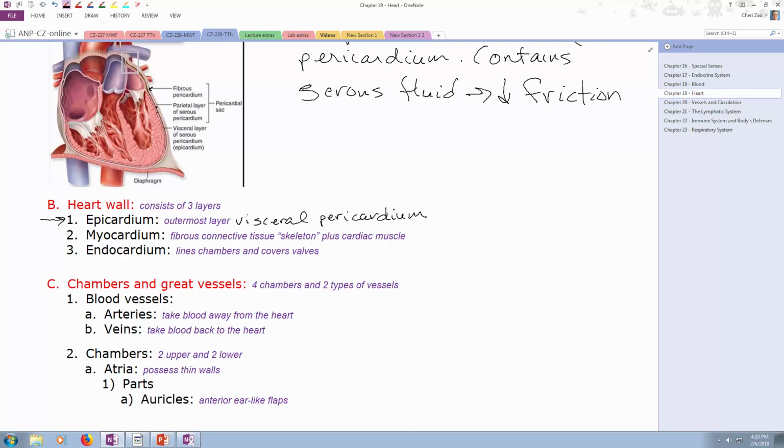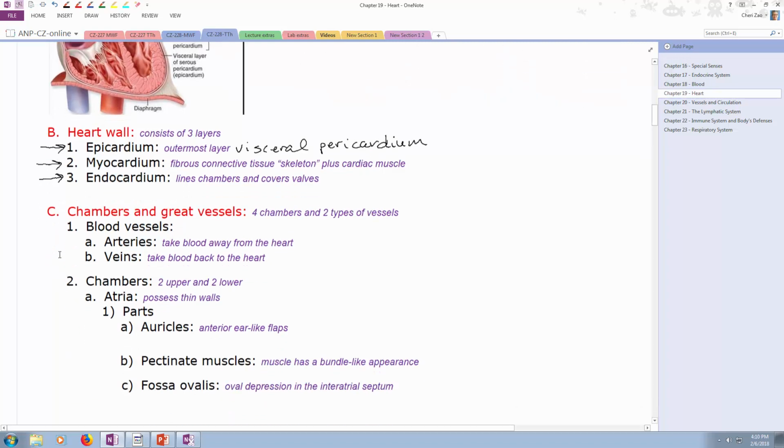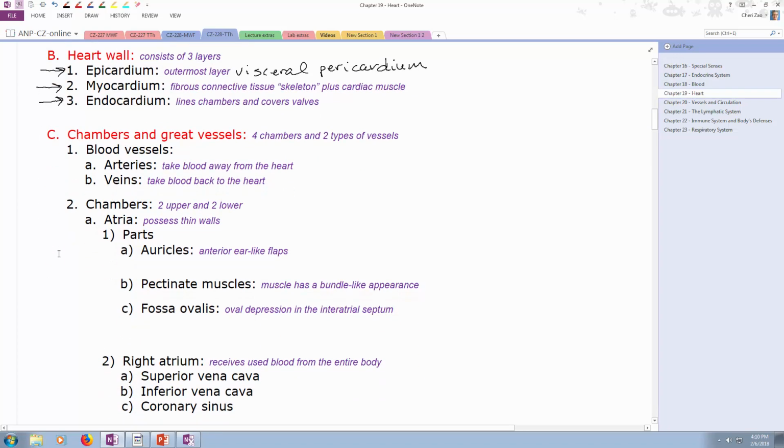But realize those muscle cells are actually scaffolded in their location. So myocardium is thickest, no matter where you are, whether it's atria or ventricles. Endocardium is inside, and it lines the chambers, our atrial chambers, as well as covering the valves, and also lines our ventricular chambers.